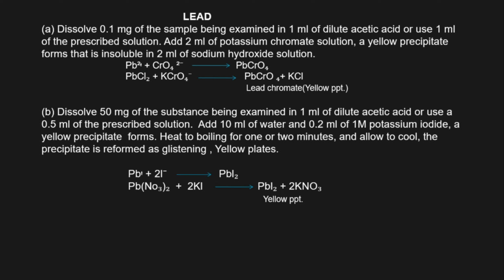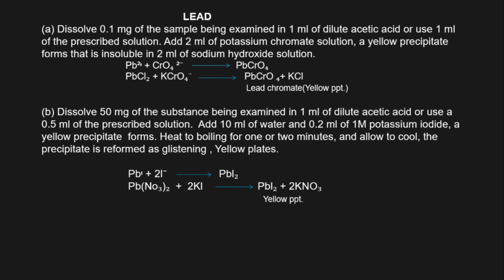The next cation which we have to deal here is lead. The first method for its identification is as under. Dissolve 0.1 mg of the sample being examined in 1 ml of dilute acetic acid or use 1 ml of the prescribed solution. Add 2 ml of potassium chromate solution. A yellow precipitate is formed that is insoluble in 2 ml of sodium hydroxide solution. Here, lead chloride reacts with potassium chromate solution to form lead chromate, which yields yellow precipitate.